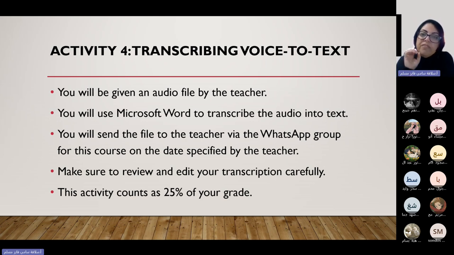So if you work very well on these activities, you can have a grade between the 80s and the 90s. Okay? So work hard, follow my instructions, send the files on time. Please do not tell me I don't know, I can't. If you don't know, if you can't, you will lose points for each activity you don't submit.